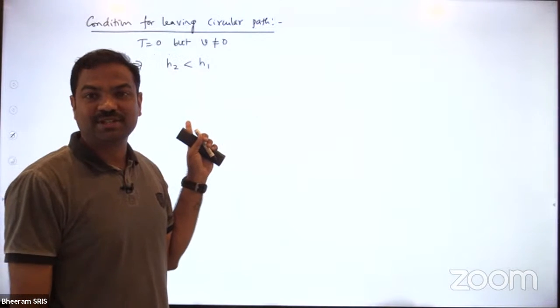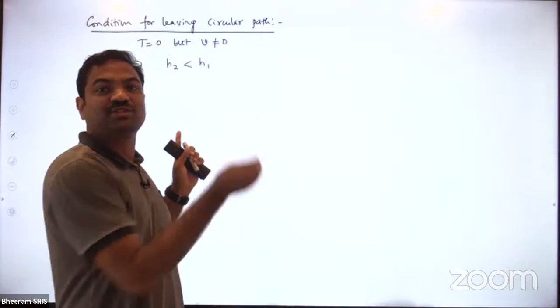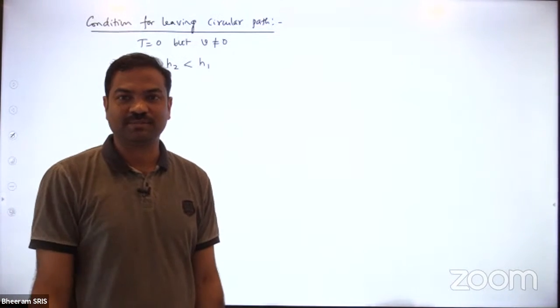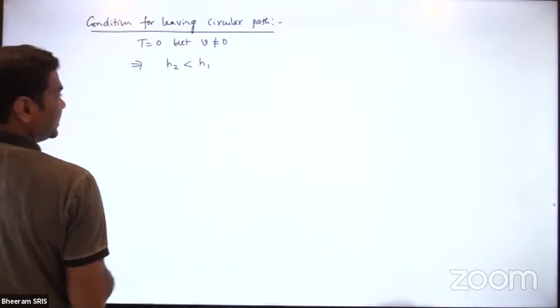What is the height at which tension is zero? H2 height. So that way H2 should be less than H1. So that is another way to think also. Okay. H2. What is the H2 value?